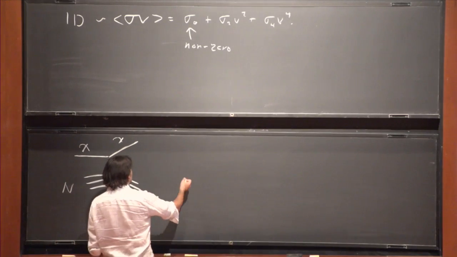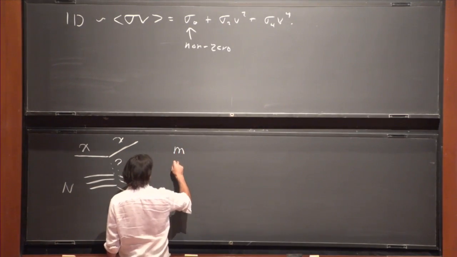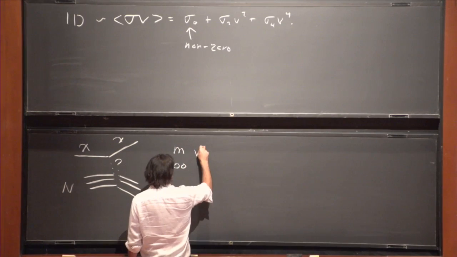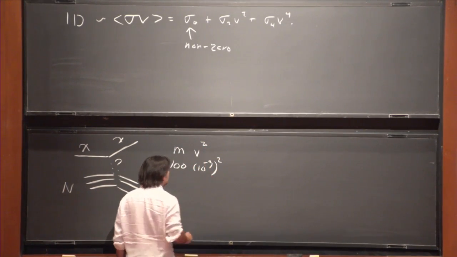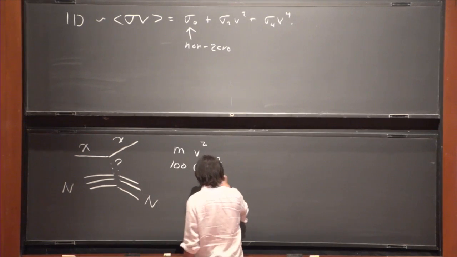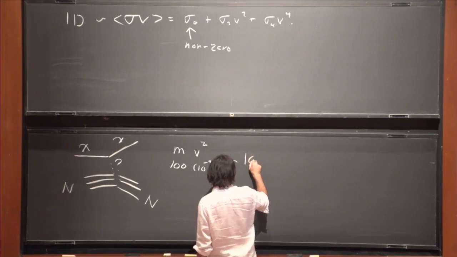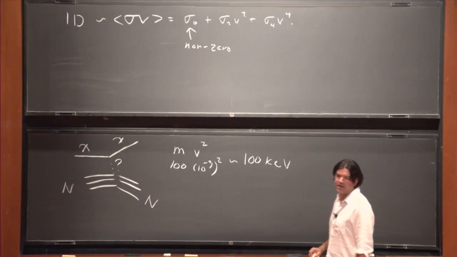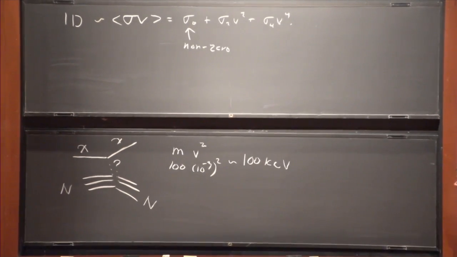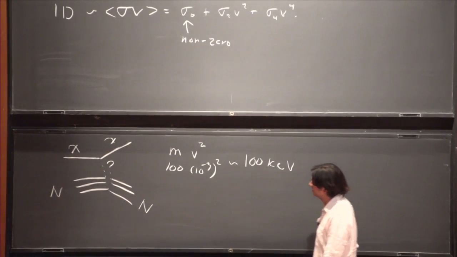Now, dark matter, if it's a WIMP, has a mass of around 100 GeV, and the characteristic velocity in the Milky Way is around 10 to the minus 3. So the characteristic energy that you're talking about depositing is up to about 100 keV. That's the rough energy scale for these sorts of direct detection experiments.